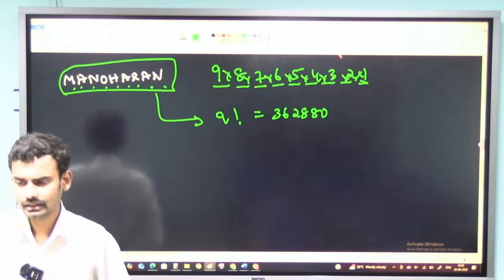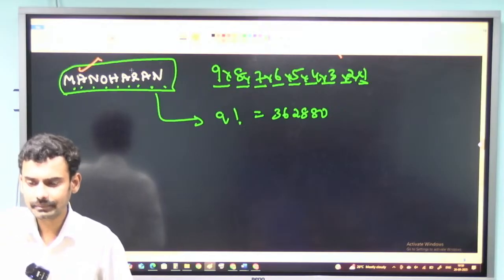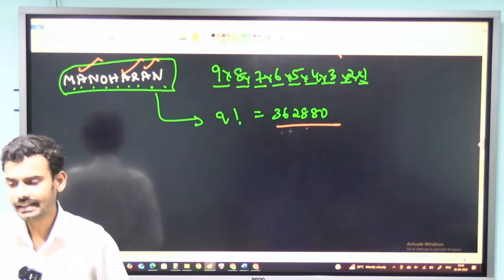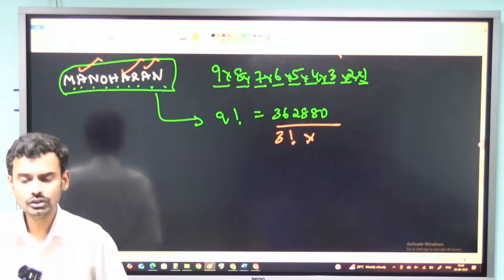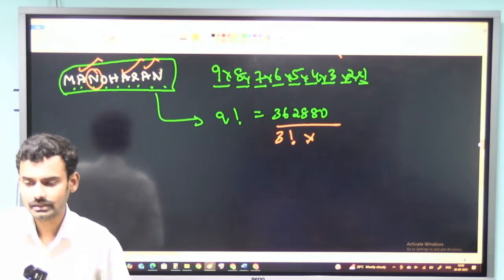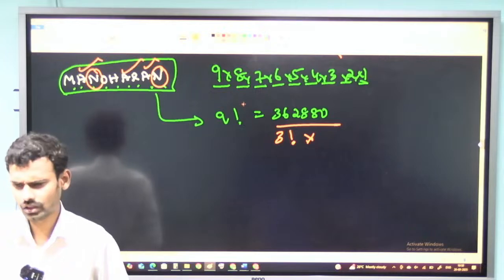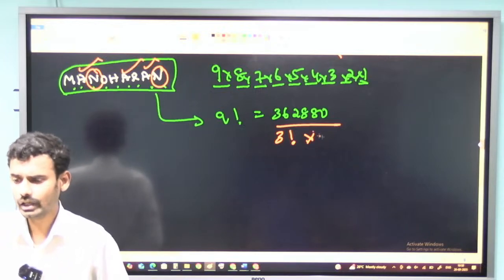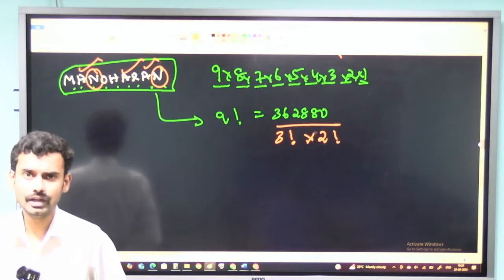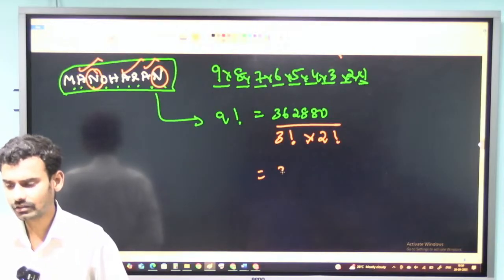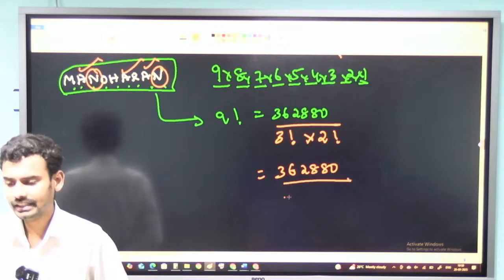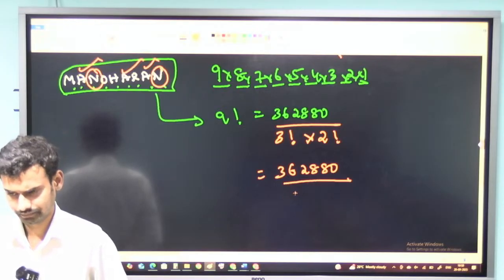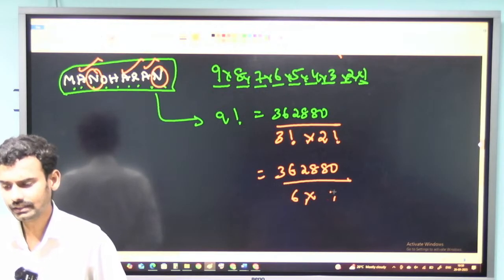Now if you observe, A is repeated thrice. So I need to divide the answer by 3 factorial, and also N is repeated twice. So 2 letters are repeated. So I need to again divide the answer by 2 factorial. So your final answer will be 362880 divided by 3 factorial, which is 6, into 2 factorial, which is 2.